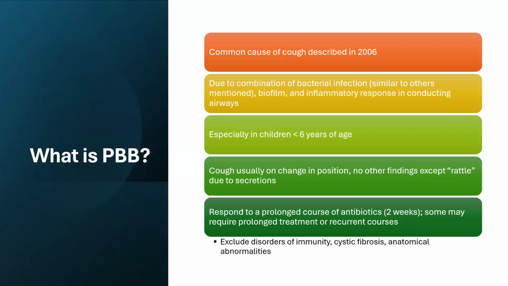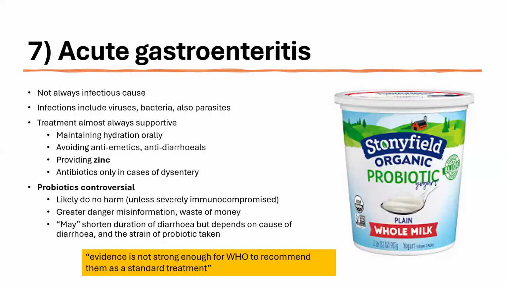It's thought to be a combination of a bacterial infection which is lingering. It's probably produced a biofilm, and there is an inflammatory response in the larger airways, the bronchi, not the bronchioles. And it's seen especially in children under 6 years of age. Other than it being triggered by a change in position, there's nothing much more to find except some secretions in the chest. They should respond to at least one 2-week course of antibiotics, and some do require prolonged treatment or recurrent courses. But keep in the back of your mind, if they aren't improving or if there are other concerns, think about disorders of immunity, cystic fibrosis, or anatomical abnormalities.